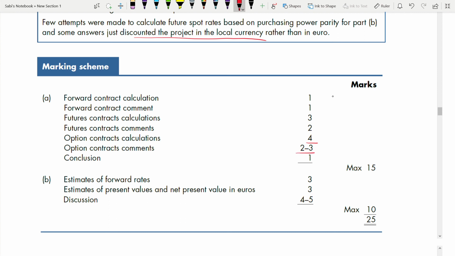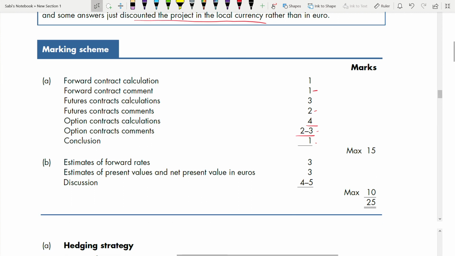You see, comment and calculation is 1 mark. So if you leave the comments, 1 mark you are losing here, 2 marks here you are losing here, 3, another 2 to 3, let's say 6, and 1 conclusion. So 7 marks you are losing just if you are not commenting or not concluding anything.